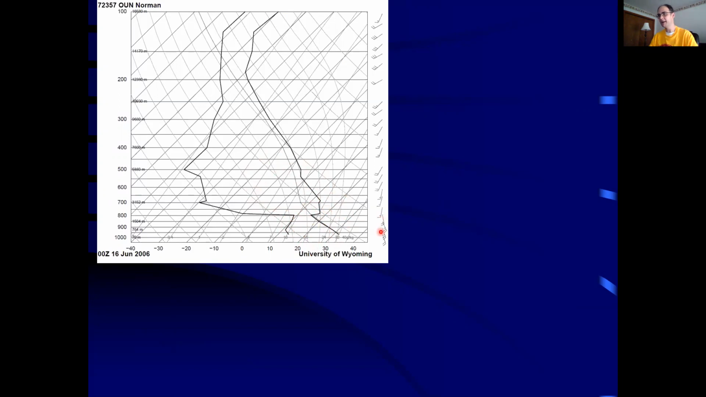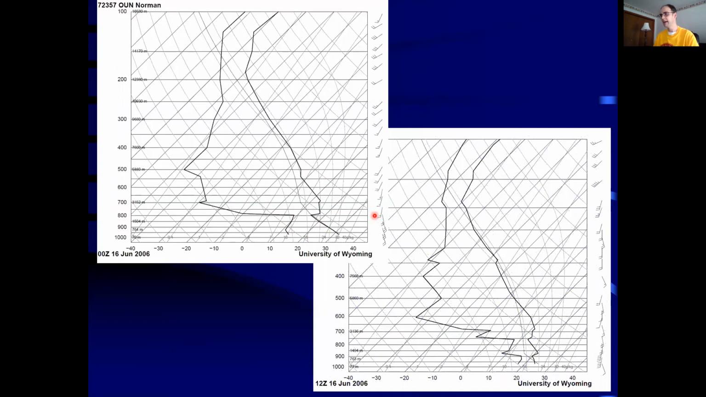And winds here down around 850 millibars look like they're about 20 to 25 knots out of the south or south-southeast. If we fast forward 12 hours, though, to 12Z the next morning, notice now what we see, an increase in the moisture down low. Moisture has increased from around 10 to around 14 grams per kilogram in the boundary layer.